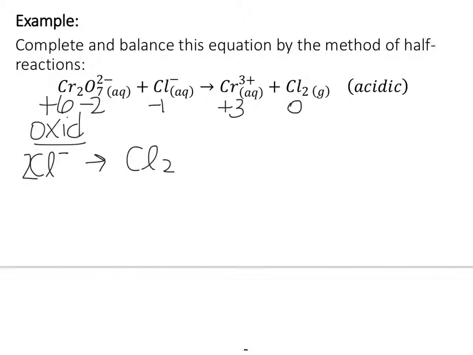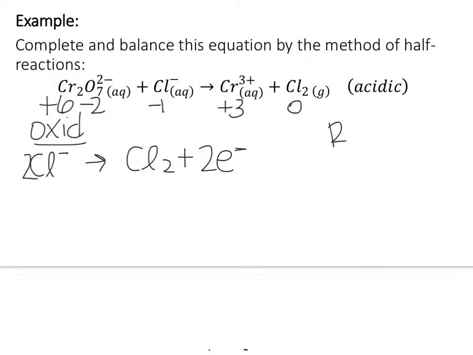Now I add oxygen, I don't need it. Hydrogen, don't need it. So I look at electrons. I have 2 negatives over here, no negatives over here. That means this will be +2 electrons. Yay, we're done.